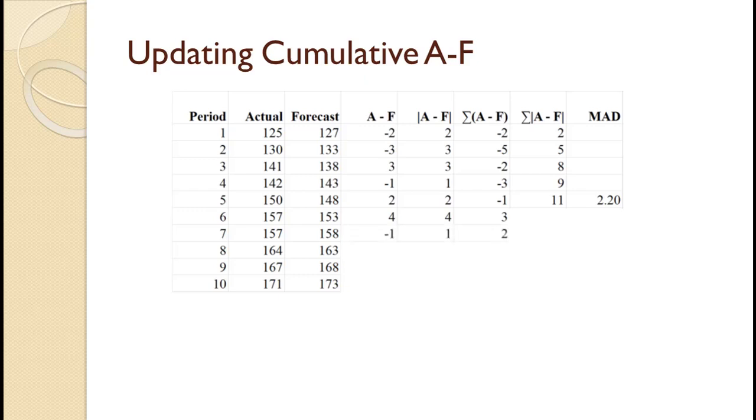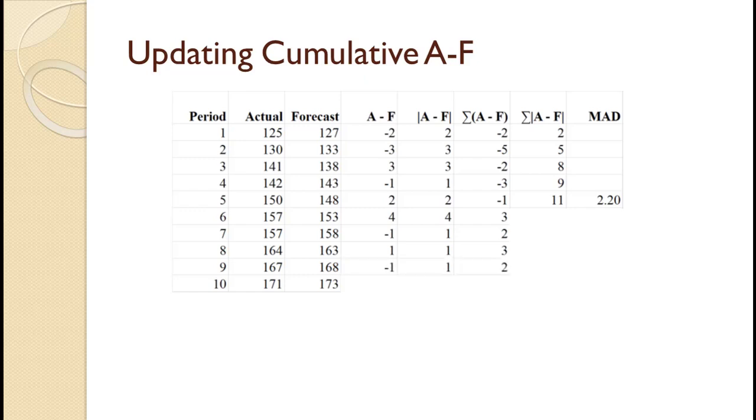For period 7, the actual of 157 minus the forecast of 158 equals -1. The absolute value is 1. The cumulative A minus F equals 3 plus -1 equals 2. For period 8, the actual of 164 minus the forecast of 163 equals 1. The absolute value is 1. The cumulative A minus F equals 2 plus 1 equals 3.